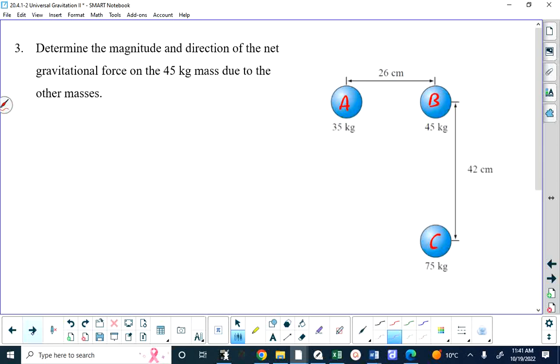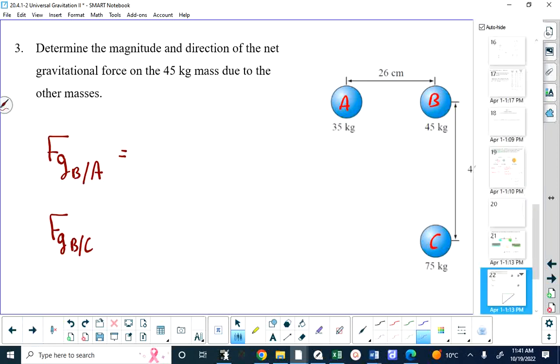What you want to do is calculate, and please don't calculate it yet, okay? Please, just hang on. You want to calculate the amount of gravitational force on B because of A, and you're going to want to calculate the amount of gravitational force on B because of C, okay? But before you get started, I want to let you know where we're heading with this.